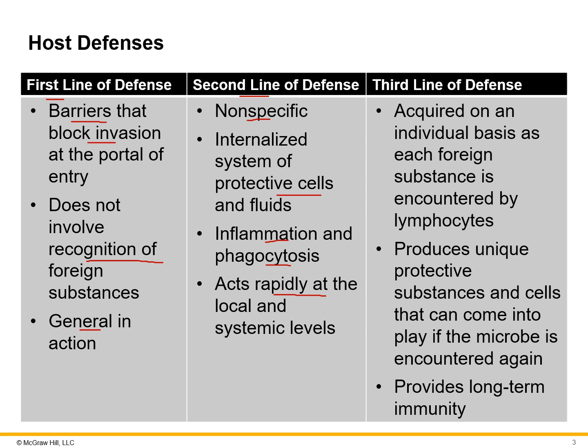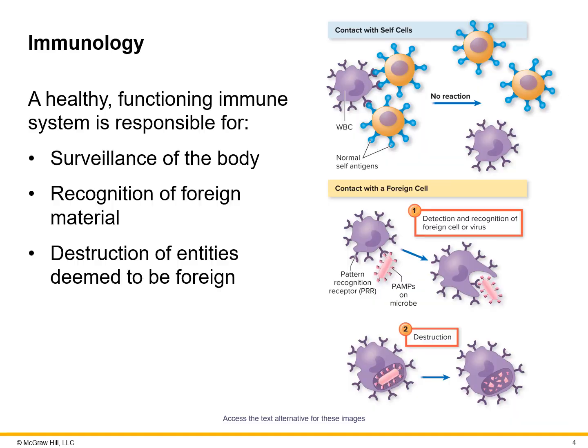Then whenever we get to that third line, that acquired defense, this is again going to be aimed at a specific foreign substance. So each one, being very specific, would activate one of those B or T cells that are lymphocytes. So again, it produces a unique protection aimed at that microbe, and we can get some long-term immunity after we've been exposed. So just some basic immunology here.